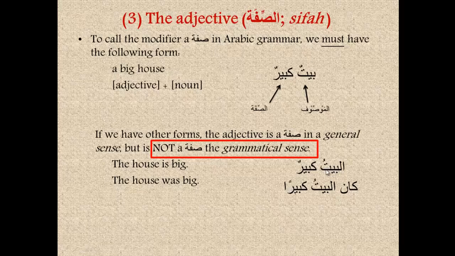Notice how over here we don't have agreement in definiteness, and over here we don't have agreement in definiteness or case ending. And that's because كبير in these cases carry different grammatical values. So we don't call كبير the sifa. In this case, we call it the خبر, and over here it's called the خبر كان, both of which we will discuss later on. But just remember, an adjective is a sifa in Arabic grammar only if you follow this pattern, baytun kabirun.